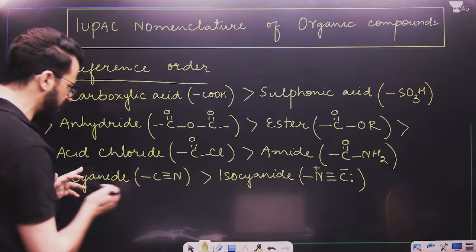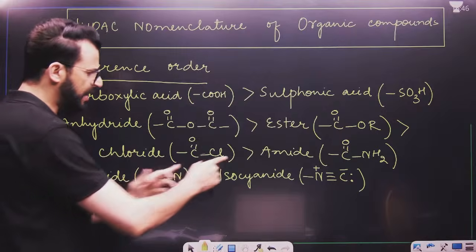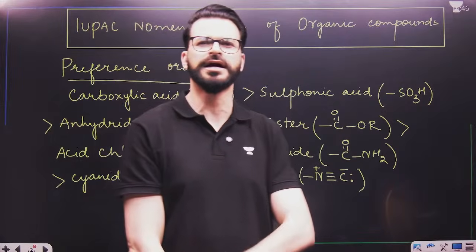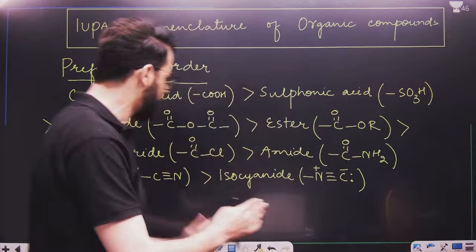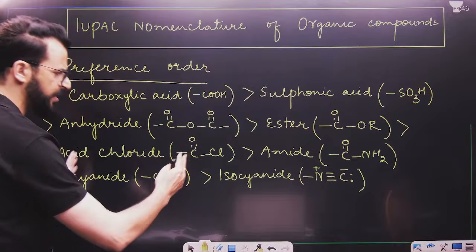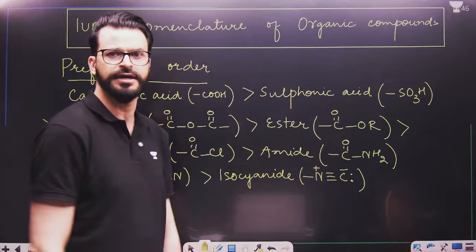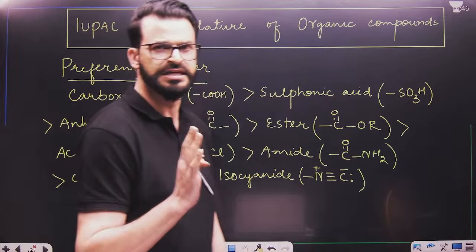Cyanide and isocyanide. Cyanide starts with C, isocyanide starts with I. You can write these down in alphabetical order. That means whichever comes first in alphabetical order is written first, and then isocyanide. Is this point clear to you?